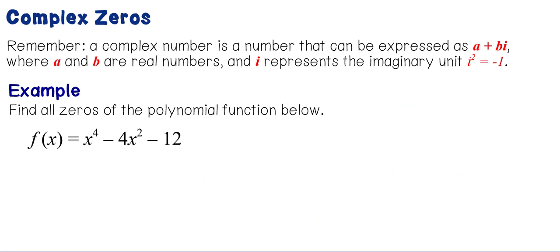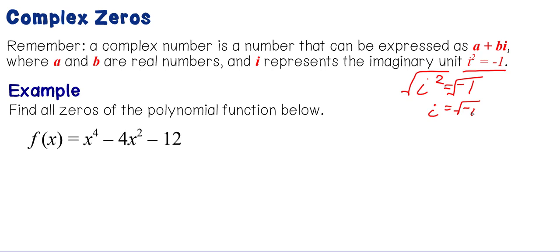Okay, complex zeros. So remember, a complex zero is a number that is expressed as a plus bi, or bi, where a and b are real numbers, and i represents the imaginary unit. So remember, the imaginary unit states that i squared equals -1. So we know if i squared equals -1, if we take the square root of both sides, i is equal to the square root of -1.